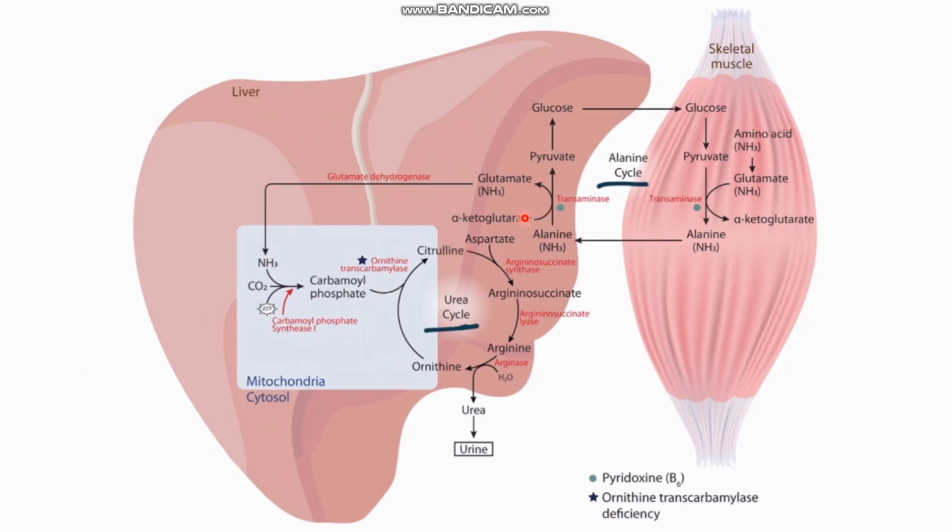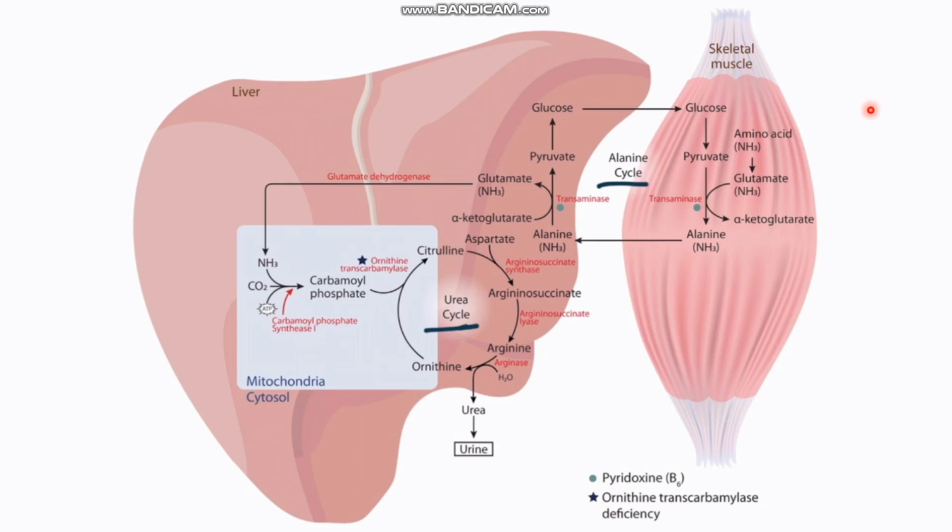This is the detailed diagram of ammonia metabolism. I cannot find a simpler diagram than this. This figure shows both the alanine cycle and the urea cycle. Before we discuss either pathway, perhaps it would be more helpful if I provide a brief overview first.